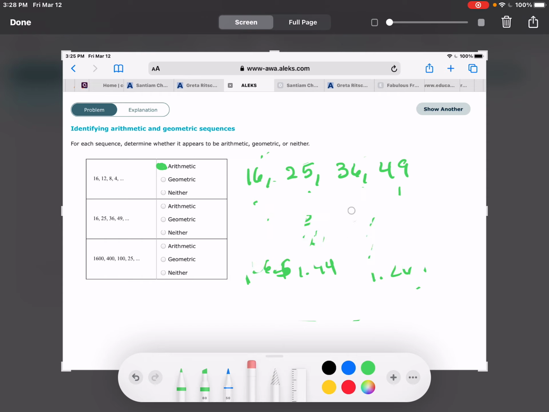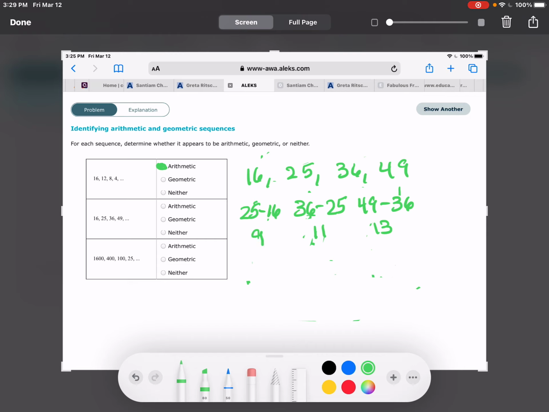And I don't believe we've got arithmetic going here either, because if I do 49 minus 36, I will get 13. If I do 36 minus 25, I will get 11. If I do 25 minus 16, remember I'm working backwards, I'll get 9. And so I do have a pattern here, but it's not going to be a geometric or an arithmetic pattern, so we're going to say neither.